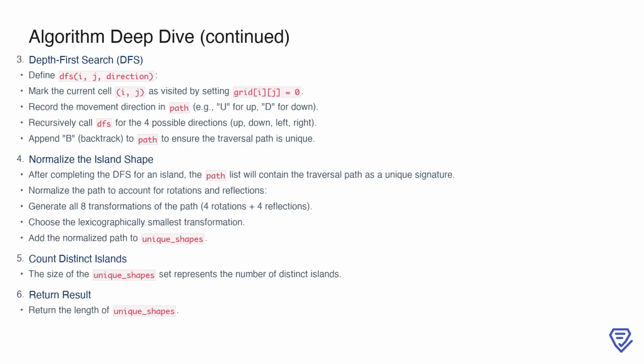To handle backtracking, a special movement marker, B, is added to the path whenever the DFS returns to a previous state. Once the DFS is complete, the path represents the island's traversal signature. However, since islands can appear in different rotations or reflections, the path is normalized by generating all 8 possible transformations of the shape and selecting the smallest one lexicographically. This normalized path is then added to the unique_shapes set. Finally, the total number of unique islands is determined by the size of this set, which is returned as the result.